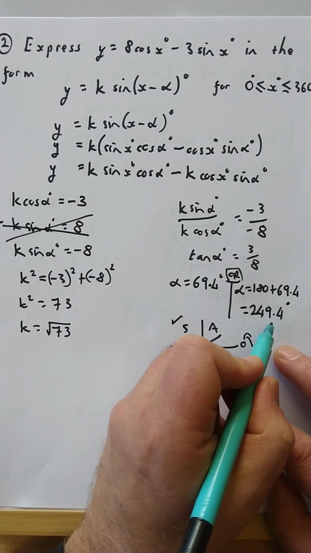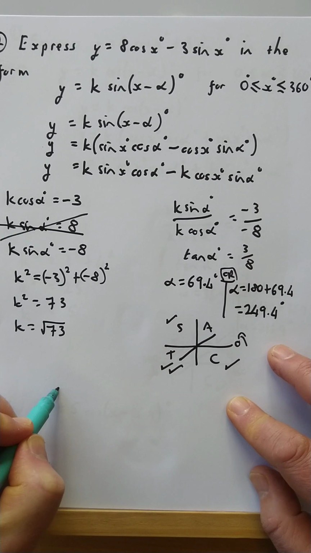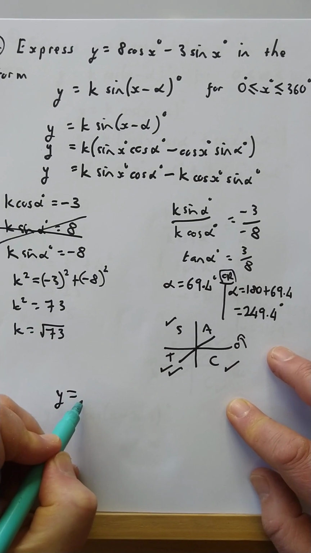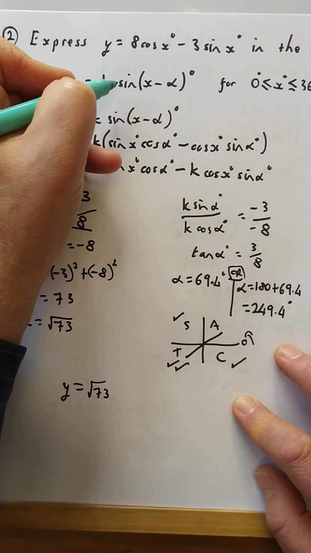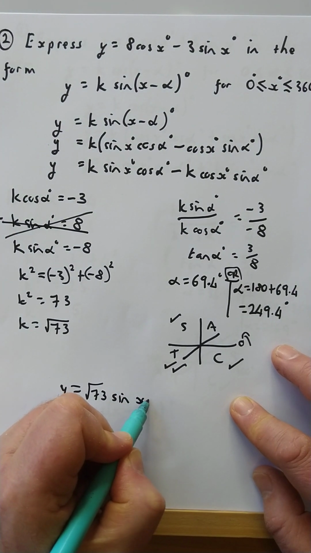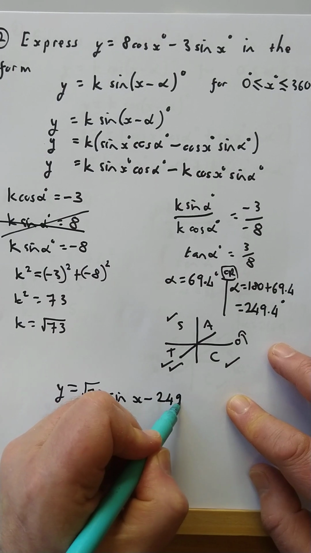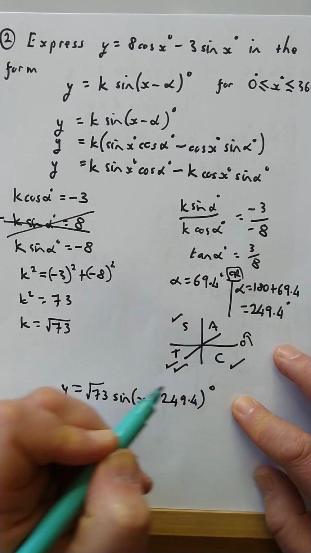So what do I have? Second answer, my 249.4. Therefore, I can say y equals k was root 73. The question said write it in the sine term. Then x minus, and we said the second answer, 249. And the whole thing was done in degrees.